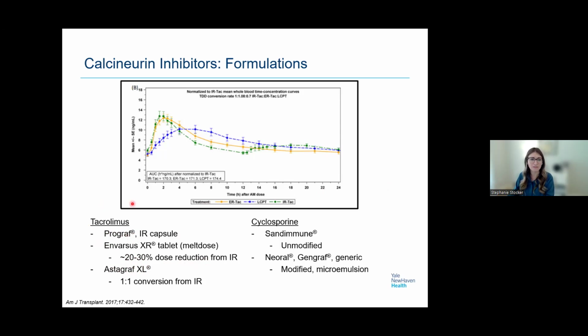And this PK curve that you're seeing here on the slide, the green here is your IR Prograf, the blue is your Envarsus, and you can see that when these curves are normalized to AUC, you have a lower Cmax. Many of the side effects we associate with calcineurin inhibitors are associated with peak levels, their Cmax.